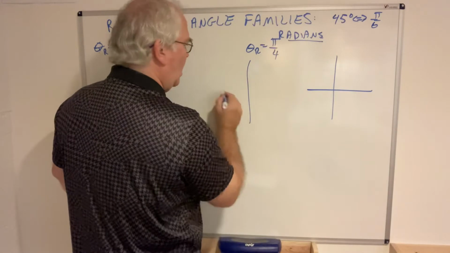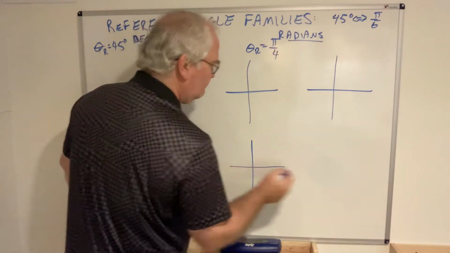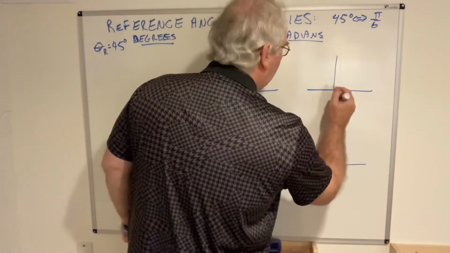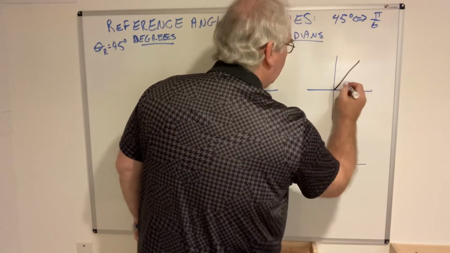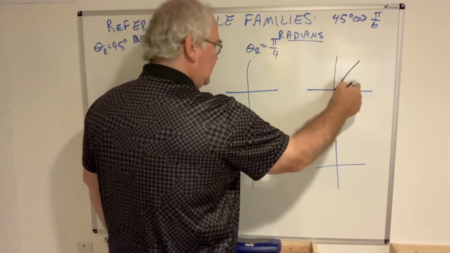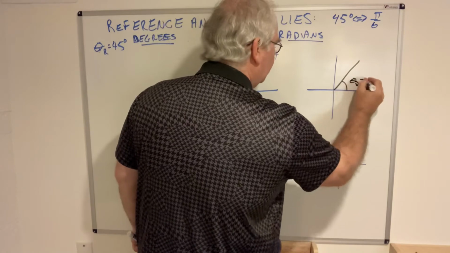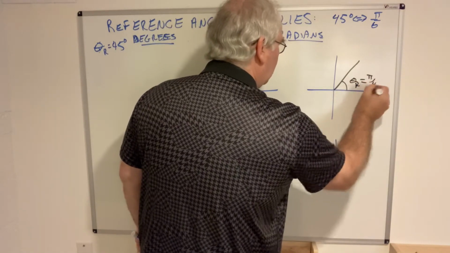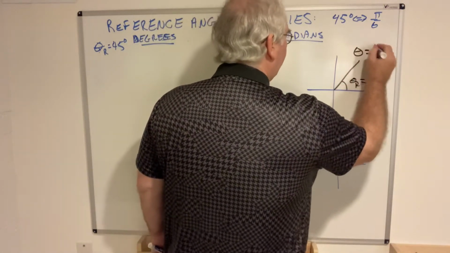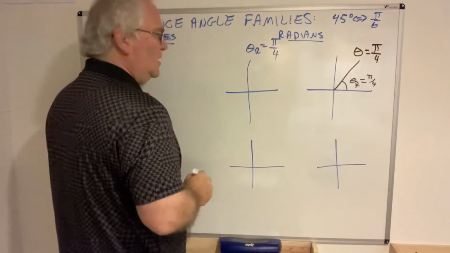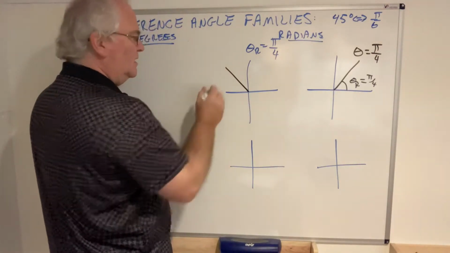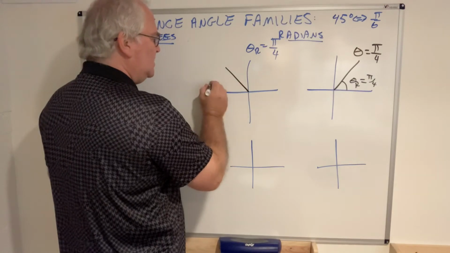In each of the 4 quadrants, and so, well, in quadrant 1, the reference angle is the angle. This is the reference angle. Theta reference is pi over 4. But in quadrant 1, the reference angle is the angle, so theta is pi over 4 in quadrant 1. In quadrant 2, this is the reference angle, theta reference.